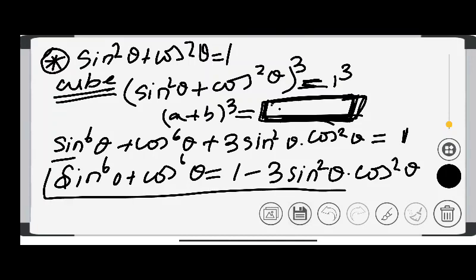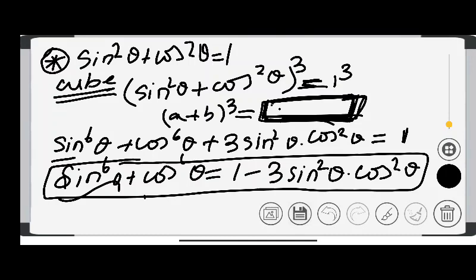So this is the identity. Sin power 6 theta plus cos power 6 theta is equal to 1 minus 3 sin square theta cos square theta. Here it is 3, and in the previous identity you found that it was 2. There is no other difference.